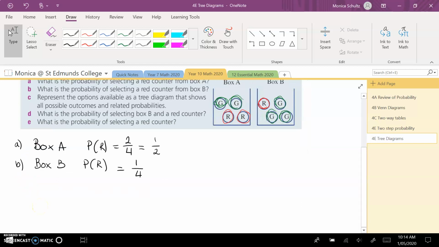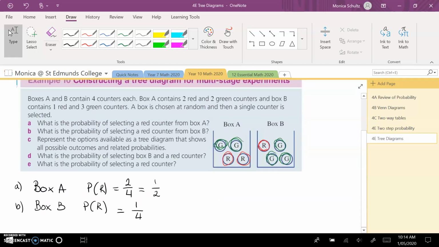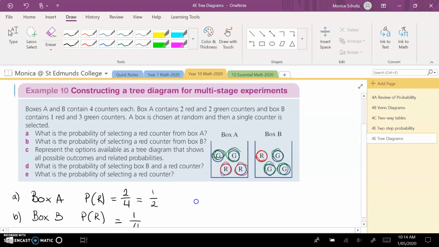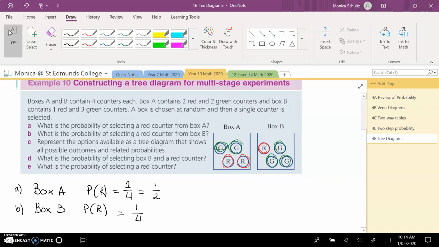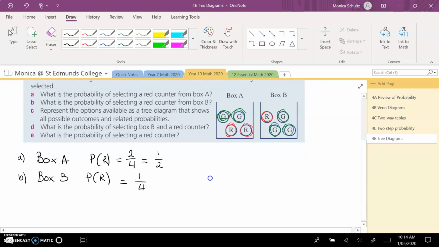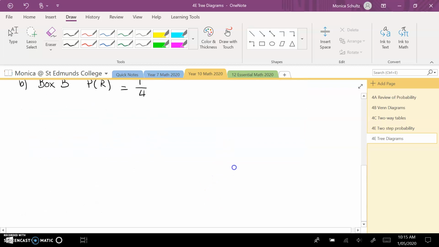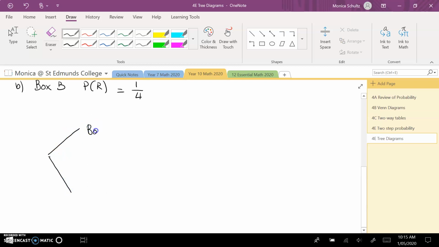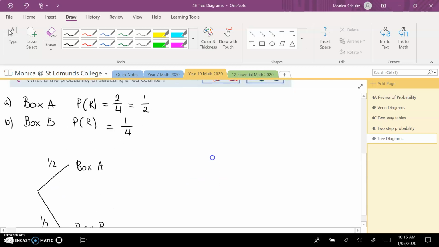The next part is that we are told that you're going to choose a box at random and then a single counter is selected. So this is a multi-stage experiment and we can use our tree diagram to represent all the options available to us. I'm going to start my tree diagram for box A and box B. When I'm making my first random choice, there is a half chance, because there's only 2 options. So there's a half chance I'll choose box A, and a half chance I'll choose box B.